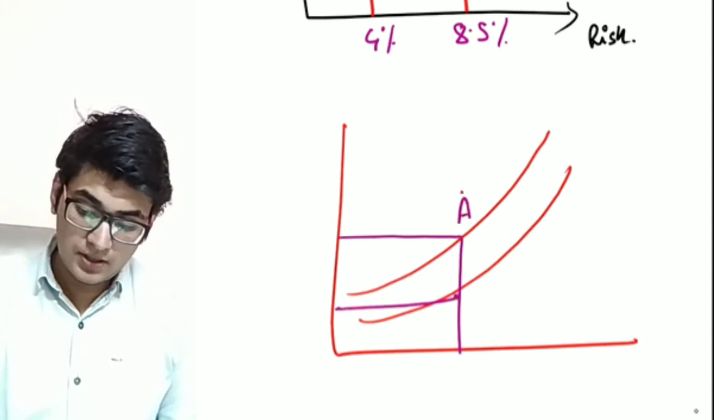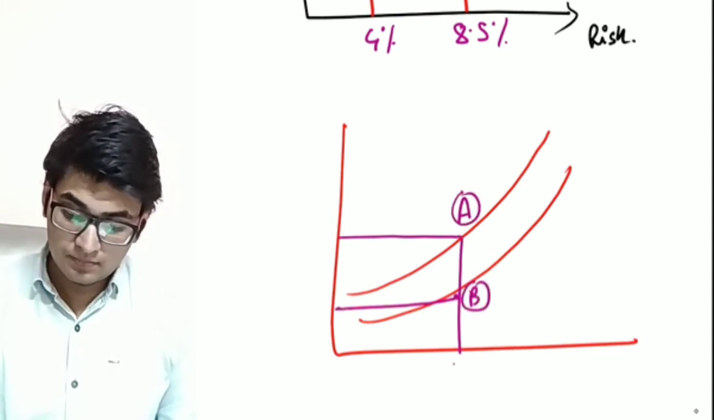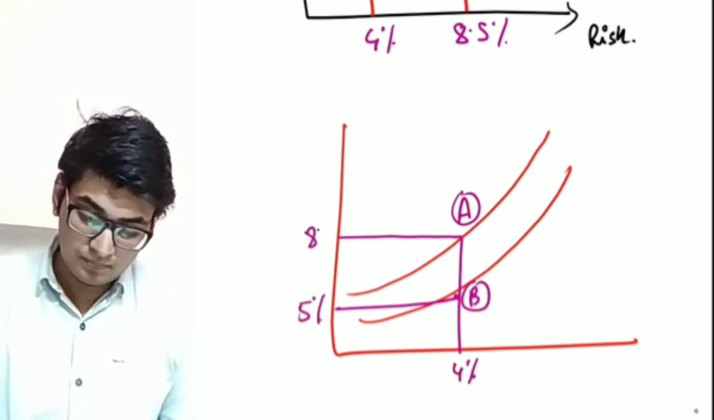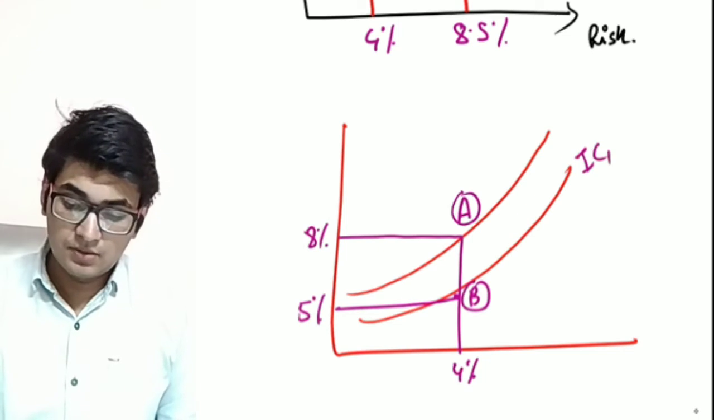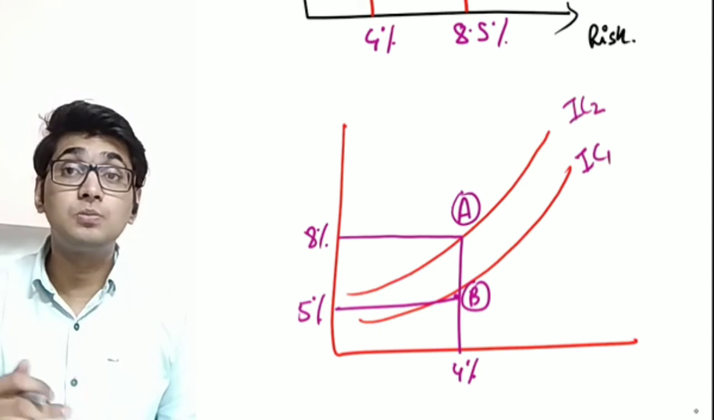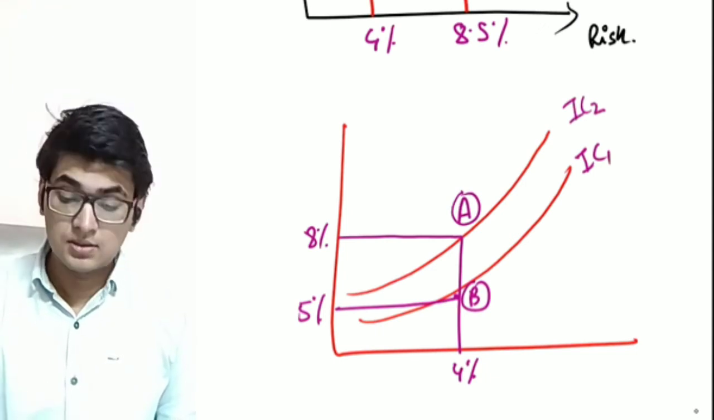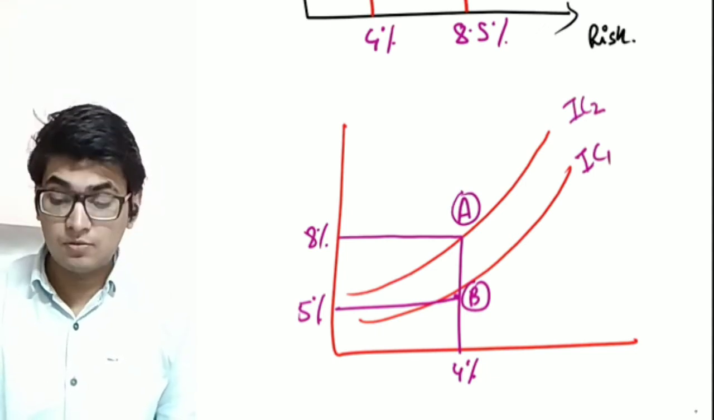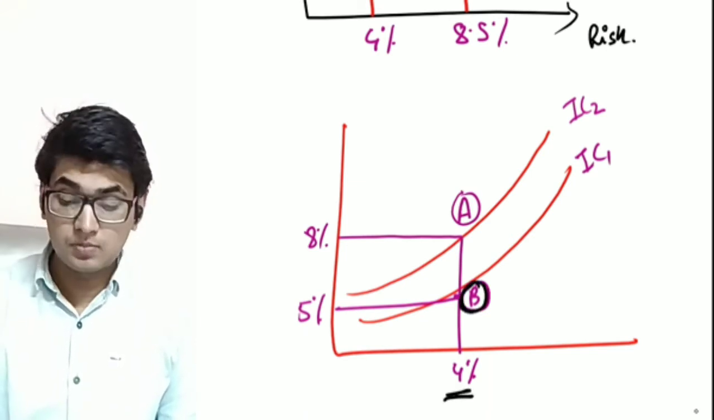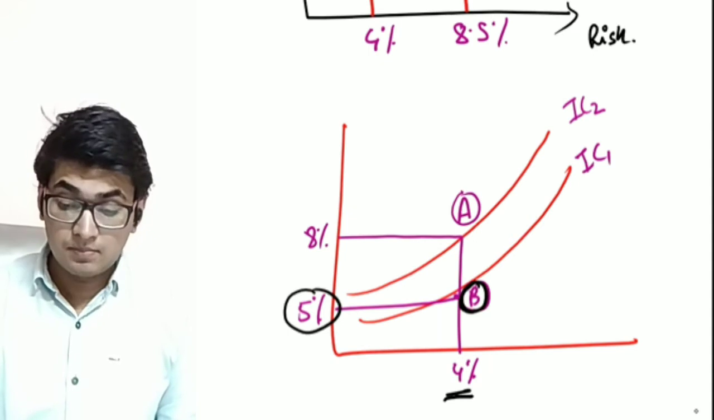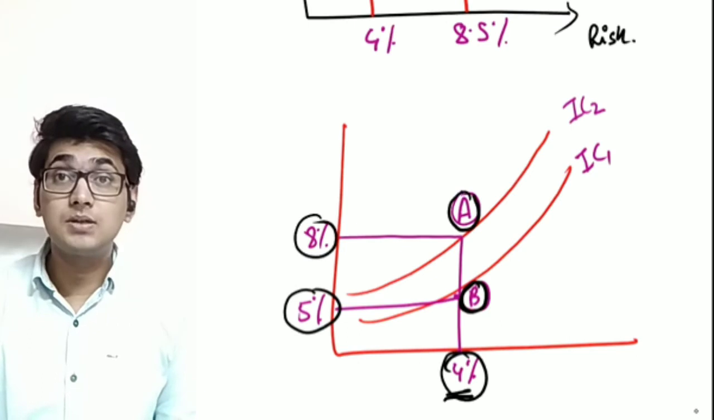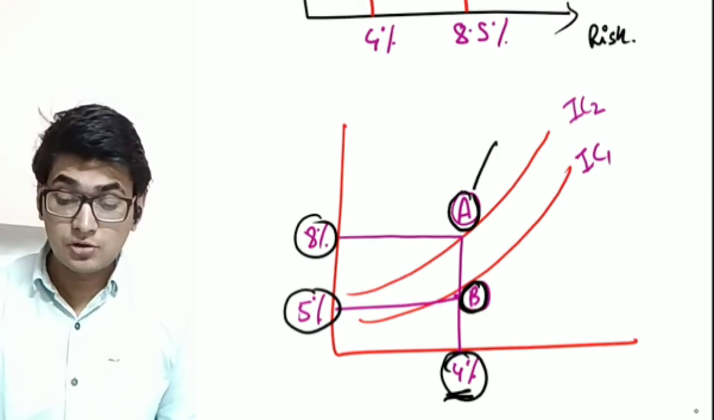Here is portfolio A, here is portfolio B. Indifference curve 1, indifference curve 2. Now you can differentiate which portfolio I want to buy. How? Sir, it's clearly simple in front of my eyes that in portfolio B, there is a risk of 4% but return of 5%. But in portfolio A, the risk of 4% but return of 8%. I am attracted towards A.